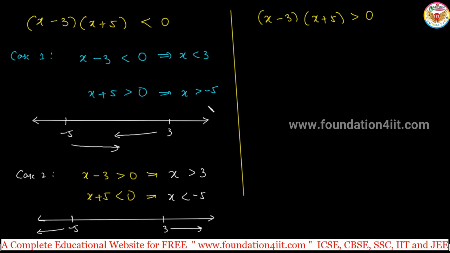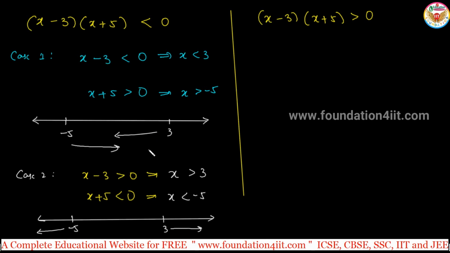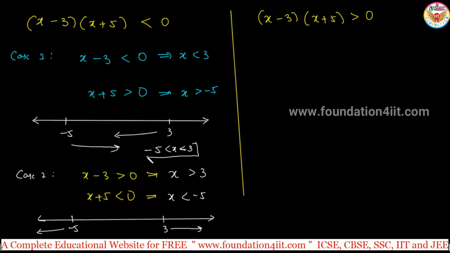X is less than 3 and x is greater than minus 5. So only between 3 and minus 5 can you consider. Together we can write minus 5 less than x, and x less than 3 for this case. So x is between minus 5 and 3, right? If it is natural numbers, whole numbers or integers, based on that we can represent it on the number line.